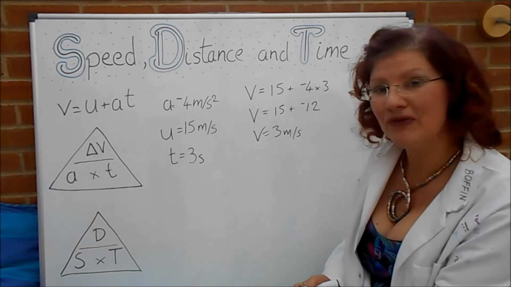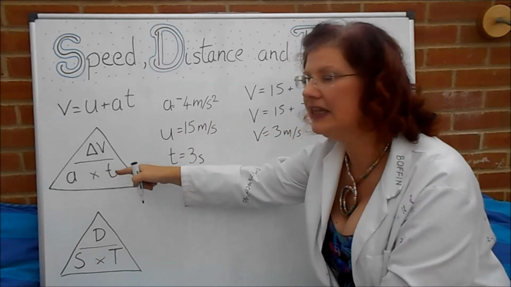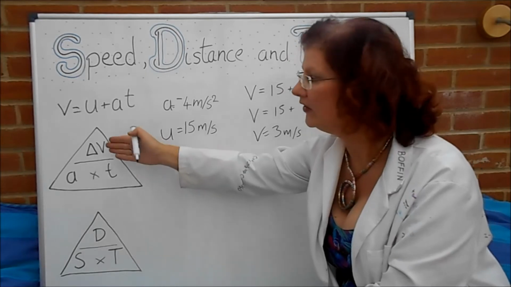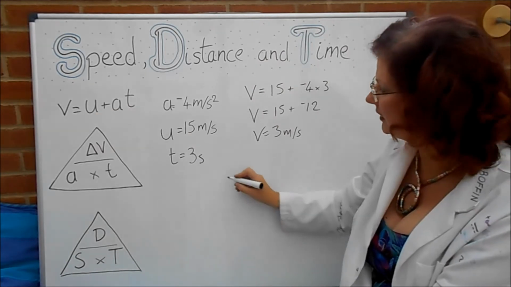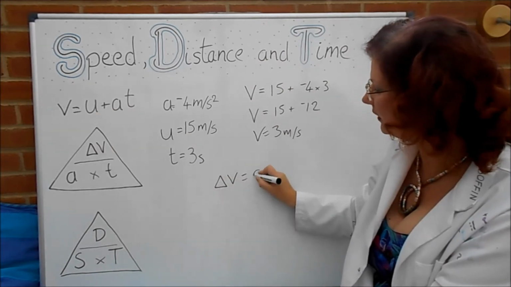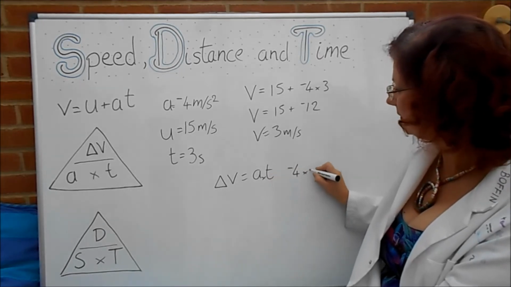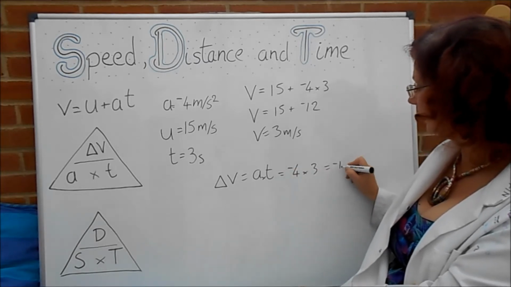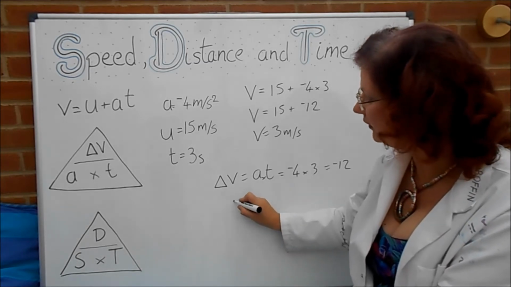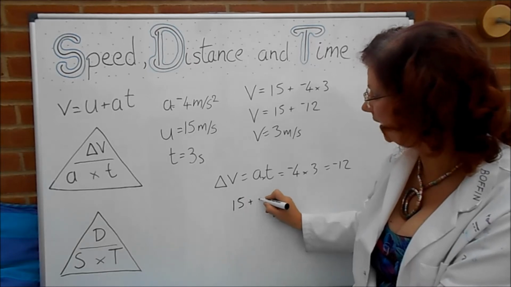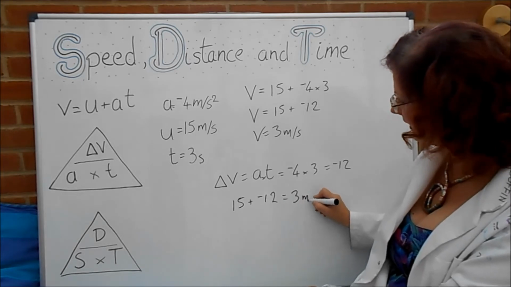Okay, now I'm going to do it by the formula triangle down there. We actually need to know the final velocity, which isn't in there, but that has got change in velocity. So we're going to find change in velocity and then do some bits with it. Change in velocity is a times t. Delta v equals a times t, which in our case is -4 times 3, which is -12, which means your change in velocity is -12. So our first velocity is 15 plus the -12 leaves you with, amazingly, 3 again, metres per second.